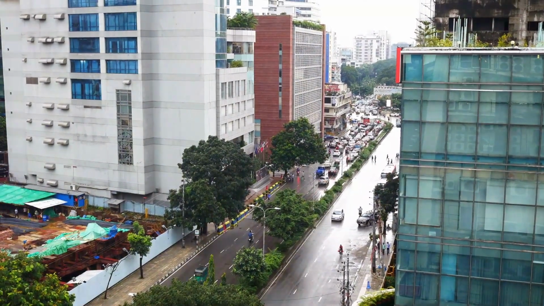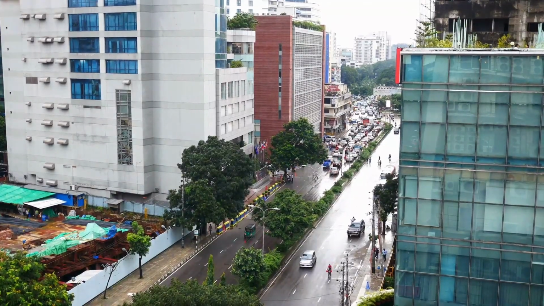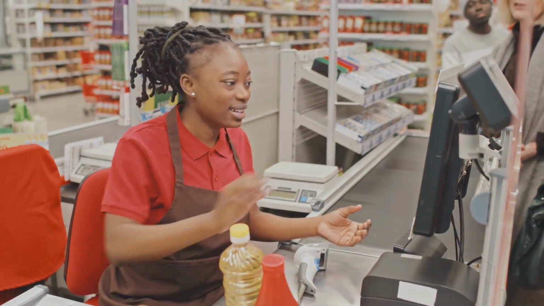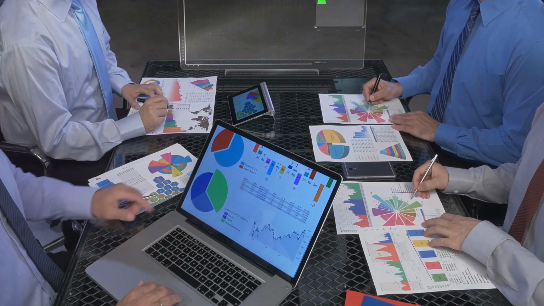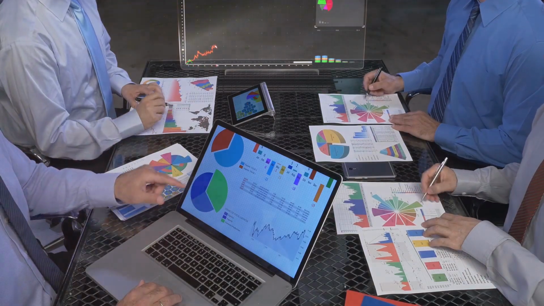In the world of economics, revenue is the lifeblood of any business. It represents the income generated from selling goods or services. Understanding revenue is crucial for businesses to thrive.